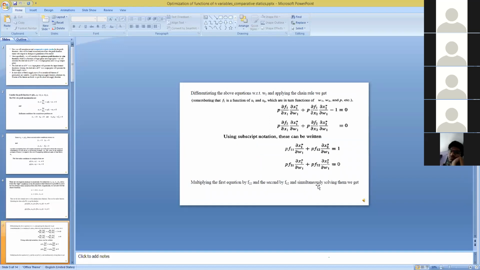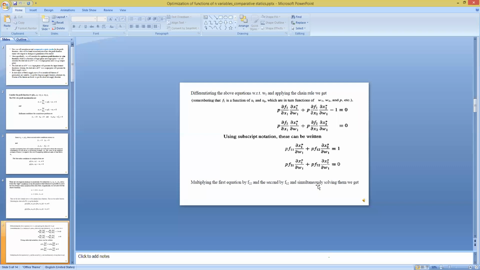So once you understand this position, this is our starting point to derive the comparative statics. That is, we are considering first order conditions at their optimum. Then we are taking the derivative of these optimum functions with respect to W1 first. Then we will take the derivative with respect to W2. Then we will take derivative with respect to P.